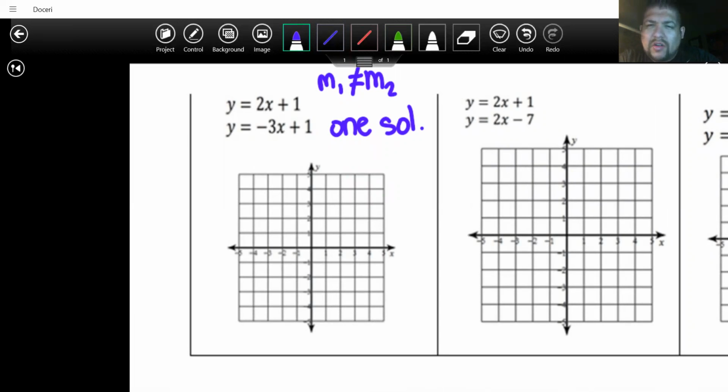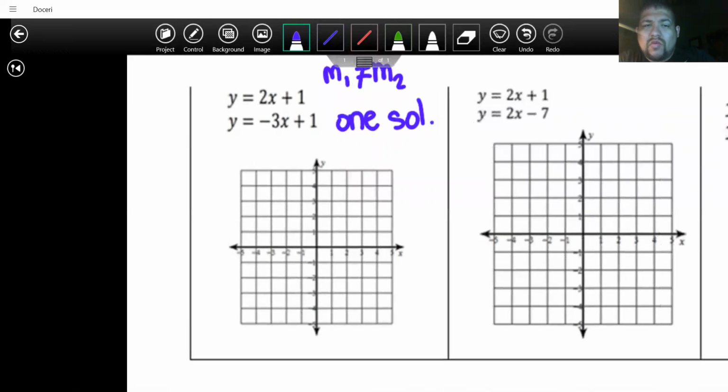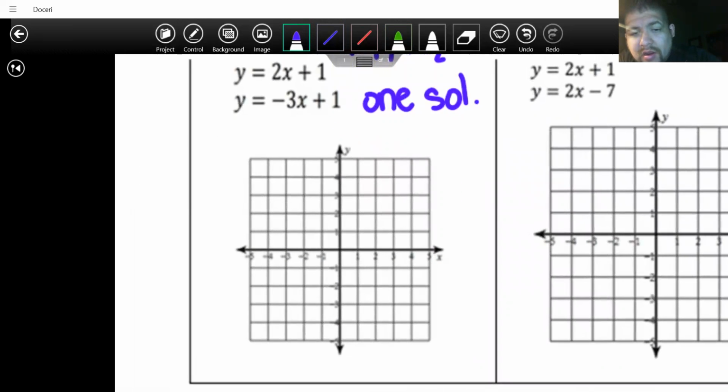It doesn't matter about the y-intercept, which is our b. In this case, 1 is equal to 1. We only care about our slopes. If the slopes are different, we can identify it as one solution. So up 1 would be here, and then up 2 over 1 would be our next points.